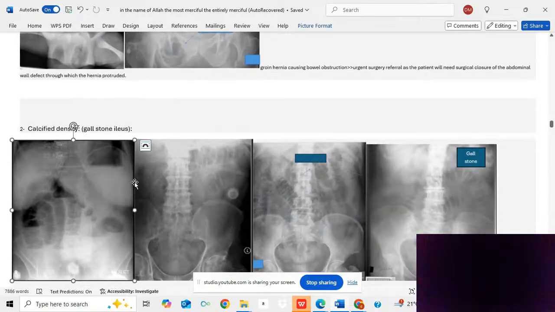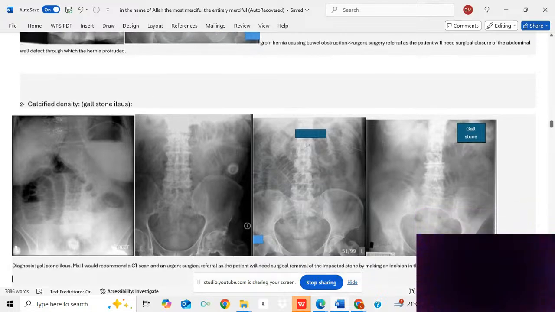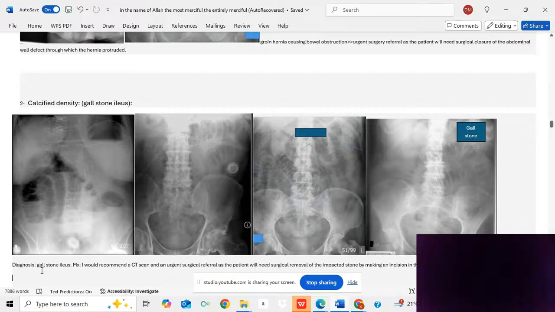Also, you need to check for any calcified density after you spotted the dilated bowel loops. Check for evidence of calcified density. Here, there's a calcified density here. There's a calcified density here. Calcified density here. Calcified density here. So the diagnosis will be gallstone ileus.